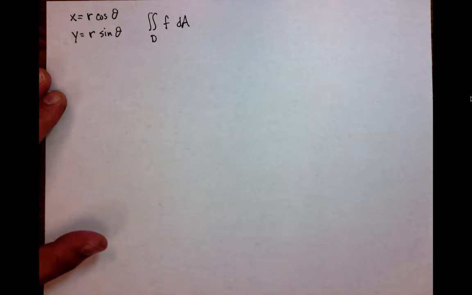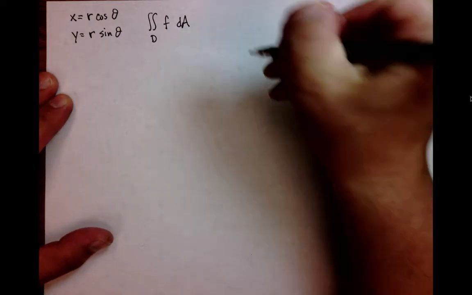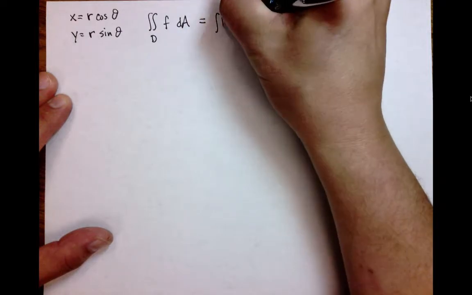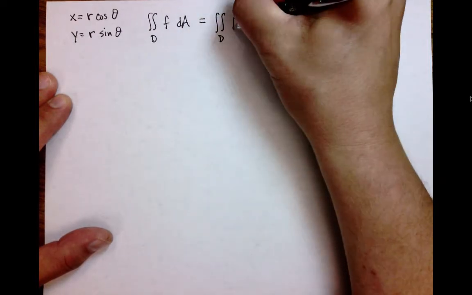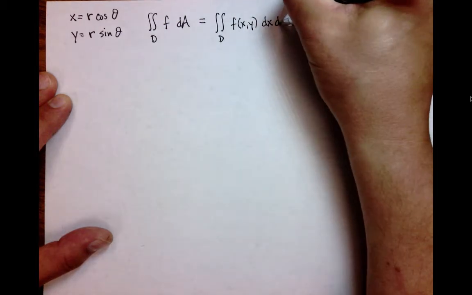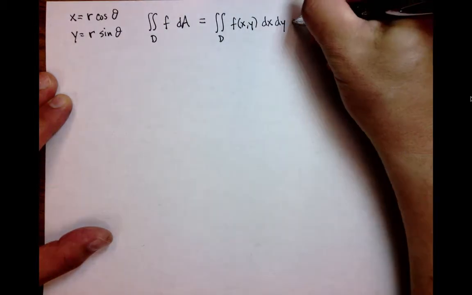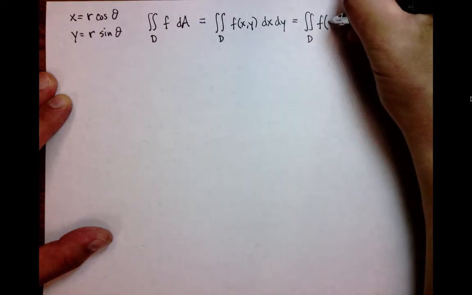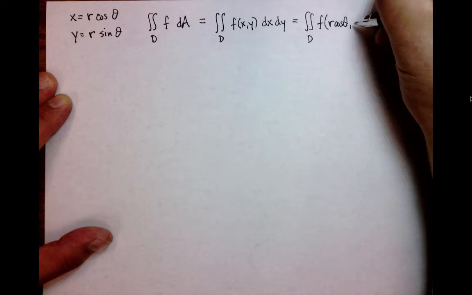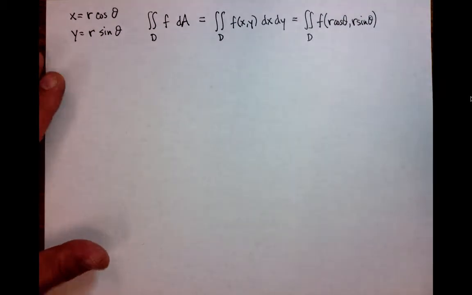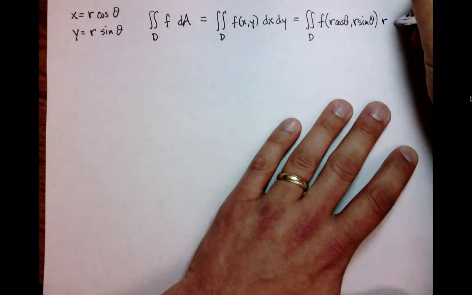So now when we want to do a double integral over a region D, we might do it using rectangular coordinates, x and y, or now we have the choice of doing it in polar coordinates. So we would substitute for x and y, and then we substitute for dA, and we get an extra factor of r.